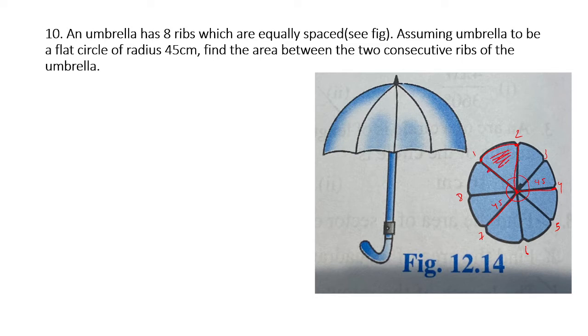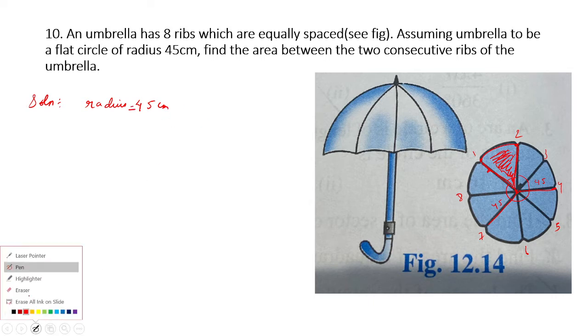So we'll have to find the area of this. Got it? Very easy, right? It's fairly simple. The area of two consecutive ribs. So this rib is 1, then the next consecutive rib is 2. So we have to find the area of this. Clear? So you write the solution. Find out what is given first. You have radius is 45 centimeter. Now what do you know about this?